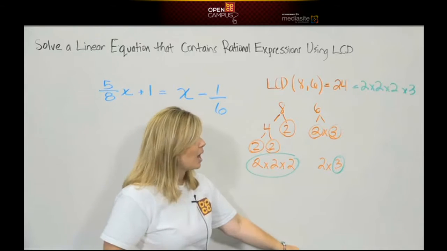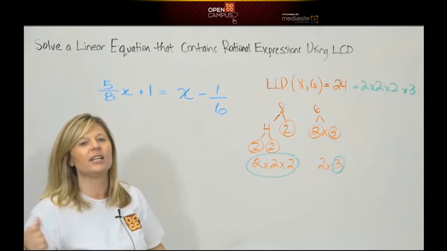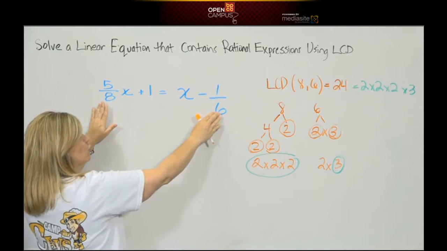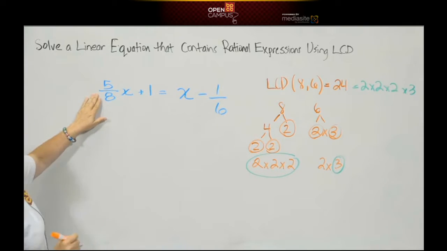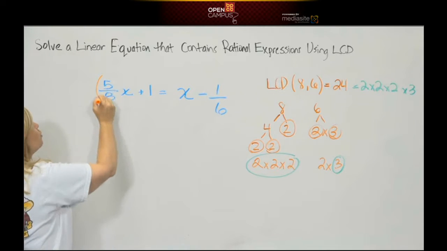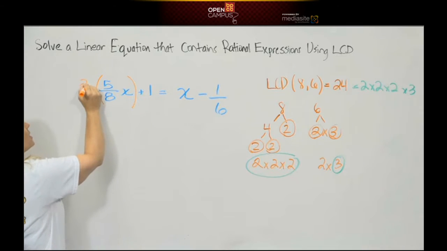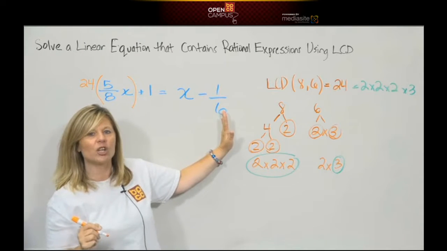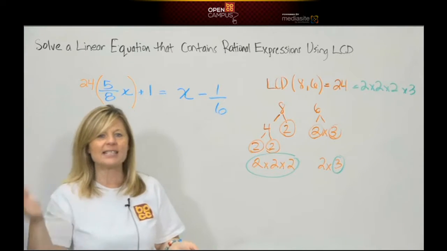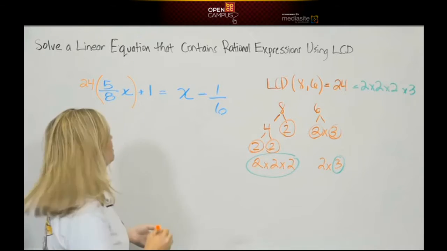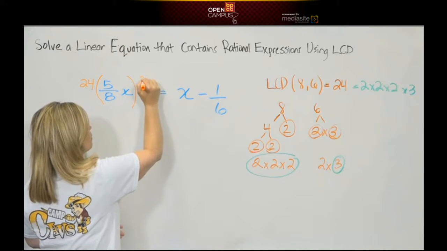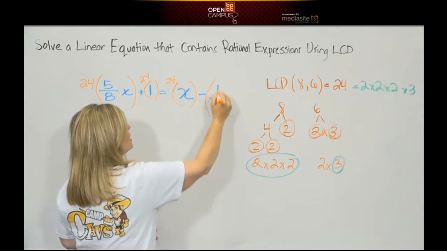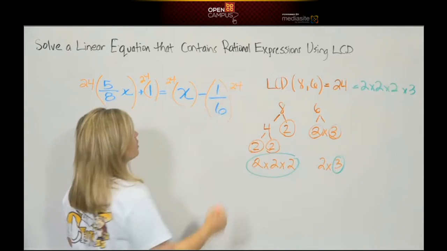Now that we know our common denominator, we want an LCD of 24. We do not want to change these to 24s. We're trying to get rid of them. So we're going to do the opposite of division. We're going to do multiplication. So we're going to put parentheses, I'm multiplying by 24. Now, because this is an equation, we have to keep balance, which means every term has to be multiplied by 24. So 1 gets multiplied by 24, x gets multiplied by 24, and this 1/6 gets multiplied by 24.